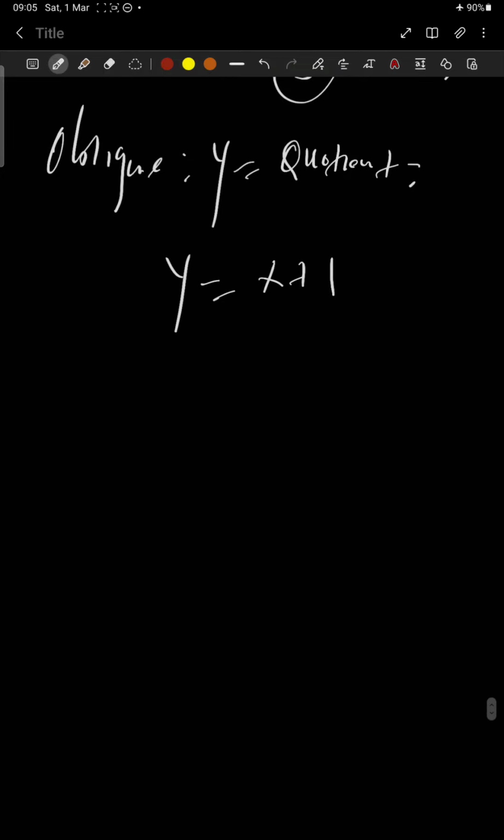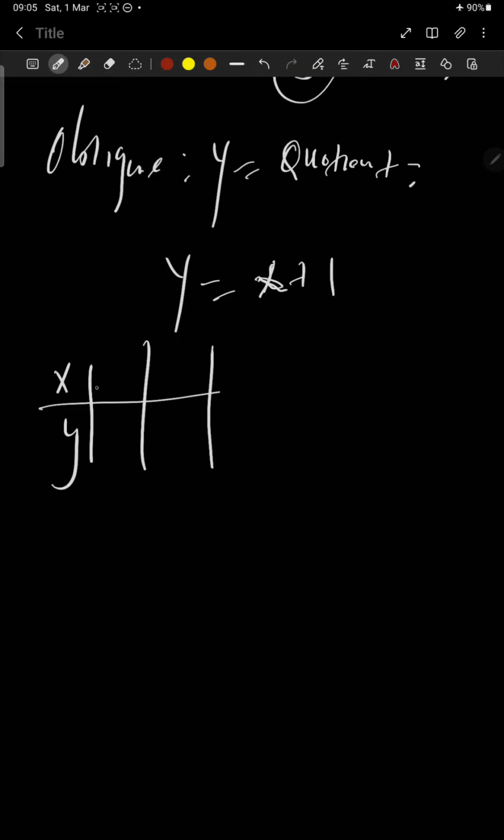So we have our oblique asymptote and a vertical asymptote. The next step: since our oblique is a linear function, x plus 1, how do you sketch a linear function? You sketch it by finding its intercepts, the x and y intercepts. So I'm going to say when this is 0 and when that is 0. When x is 0, y is 1. When y is 0, x is negative 1.